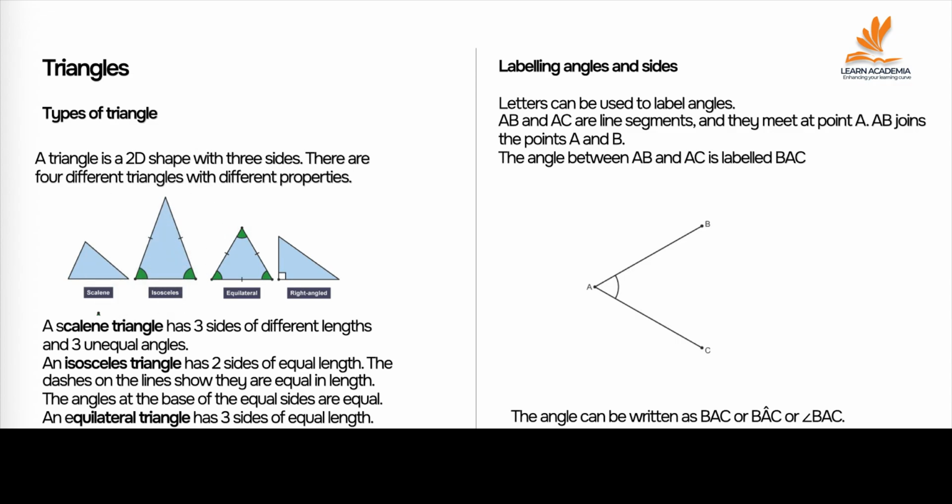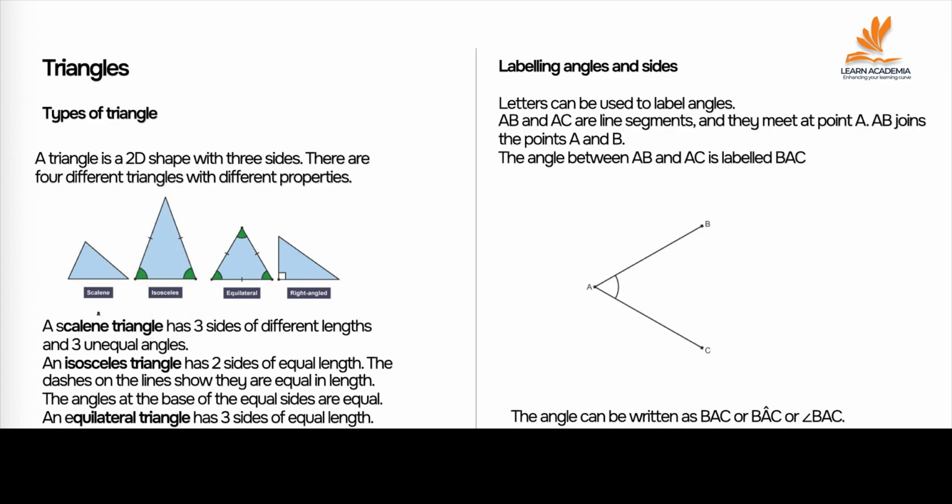Now, it says the angles at the base of the equal sides are equal. So, alongside the equal sides, they similarly have equal base angles. We call them base angles. So those green indications tell you that those two angles are equal. So if this were 30 degrees, this will similarly be 30 degrees.